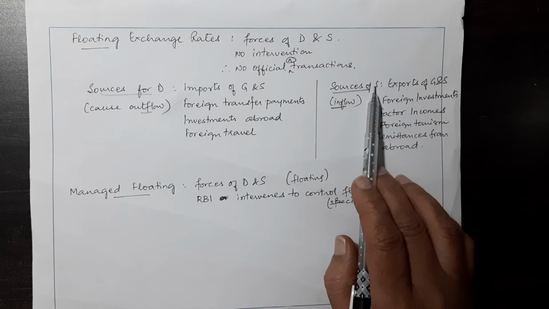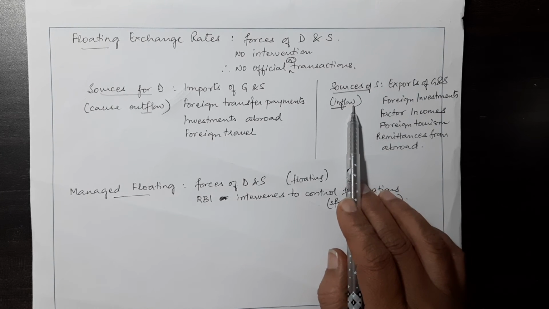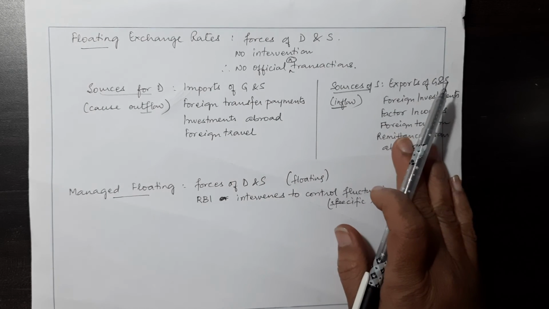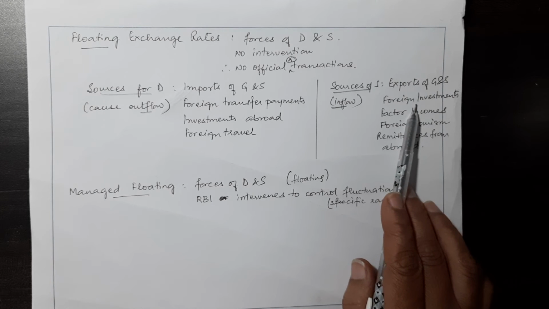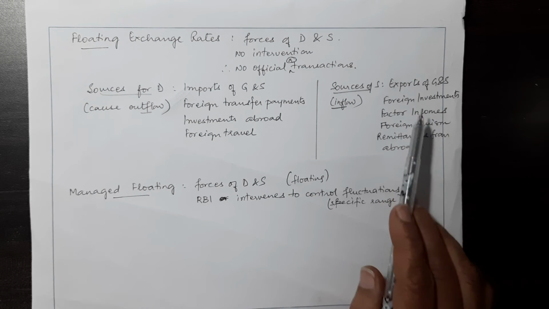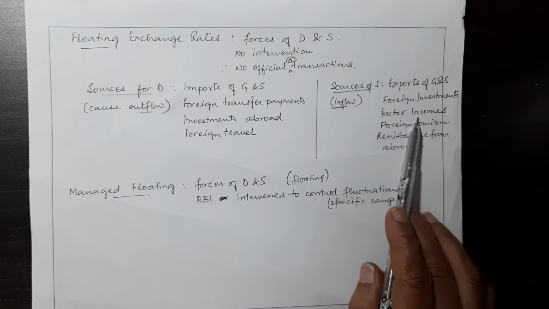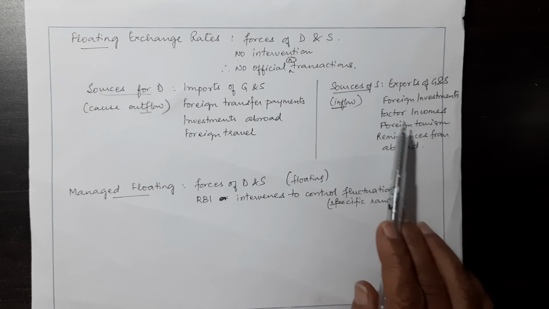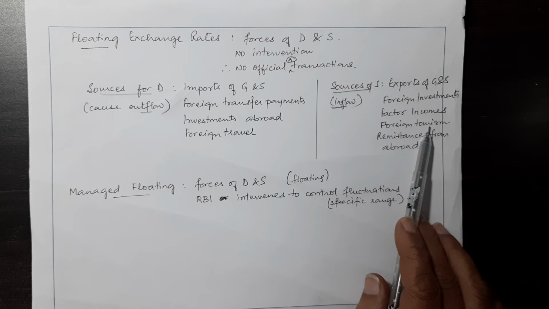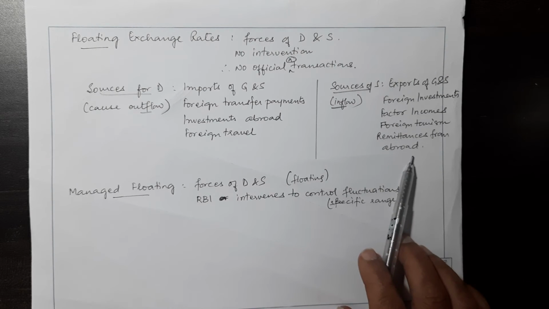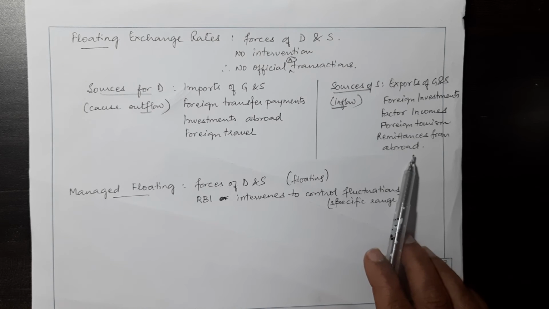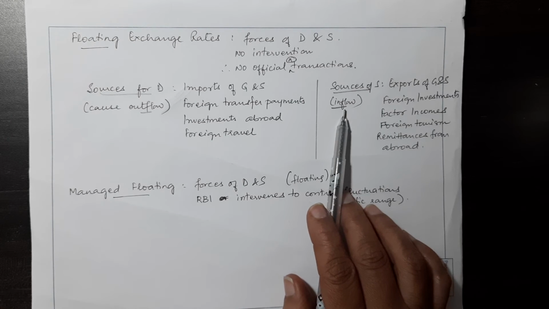Then sources of supply. This causes inflow of foreign exchange. So here the opposite of this happens. Here exports of goods and services take place. There will be foreign investments, foreign companies investing in our country. Then factor incomes would flow in, that means factor income from abroad. So there is an inflow of the foreign currency. Then foreign tourism. If more foreigners visit our country, then there will be an inflow of foreign exchange. Remittances from abroad. If you get gifts from relatives living in foreign countries, then there would be an inflow of foreign exchange.